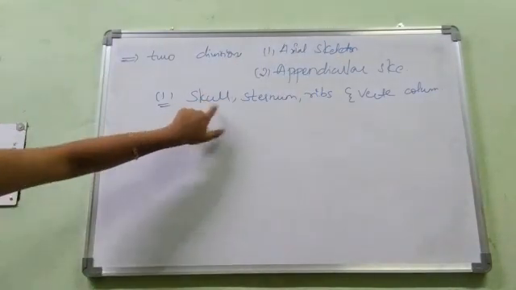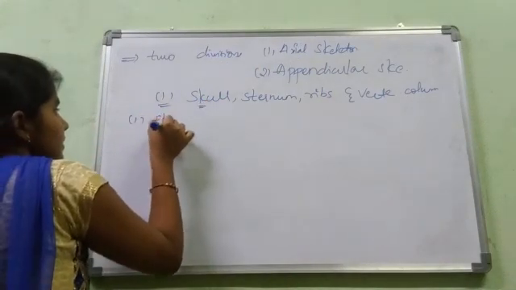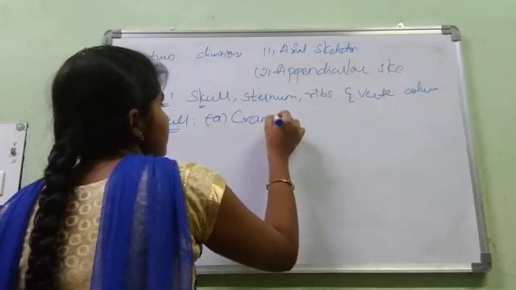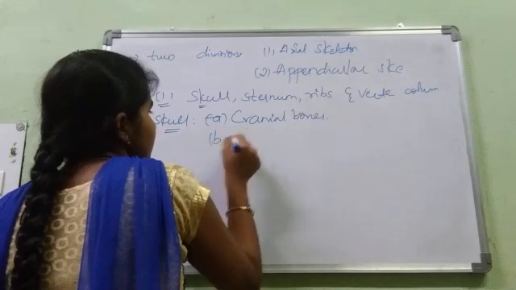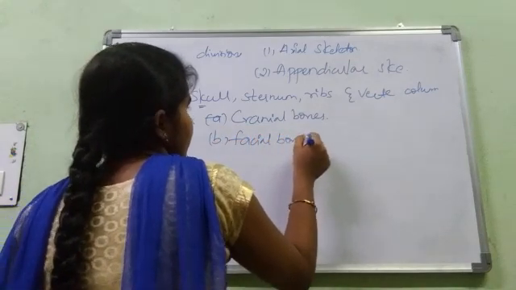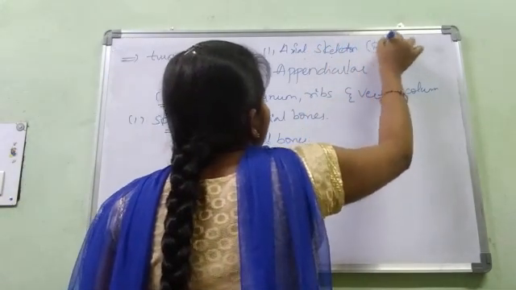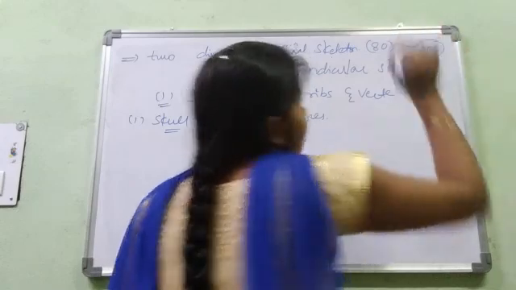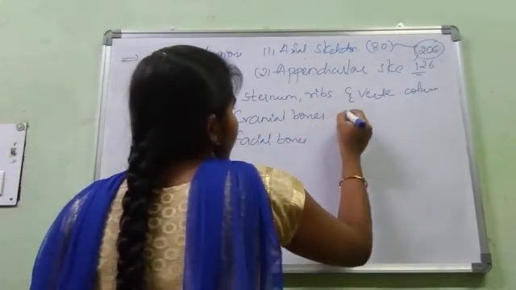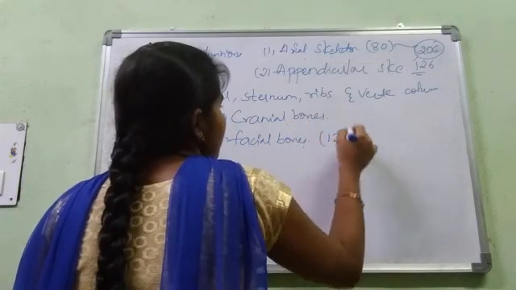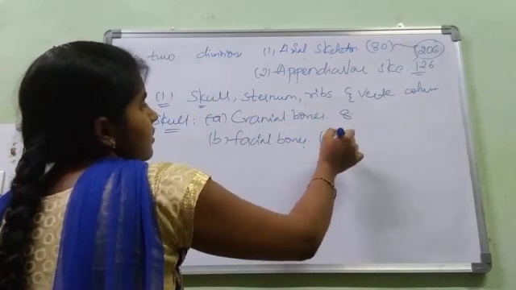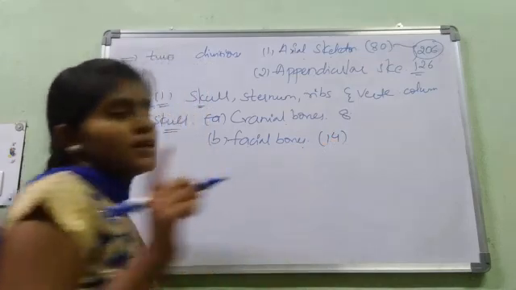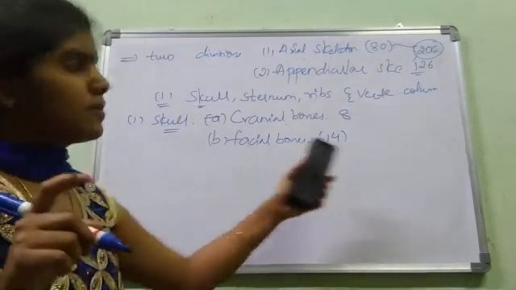Now let us discuss the bones in the skull. These are further divided into two types: A. Cranial bones and B. Facial bones. Here, the axial skeleton consists of 80 bones and the appendicular skeleton consists of 126 bones, together called 206 bones. Okay? See, cranial bones are 8 and facial bones are 14.